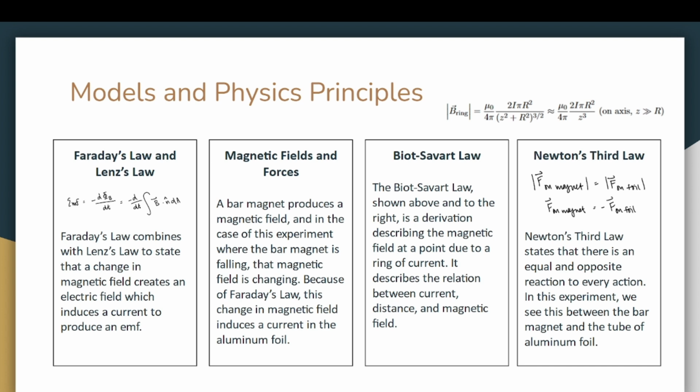We had Faraday's and Lenz's laws. They state that a change in magnetic field creates an electric field, which induces a current to produce an EMF. And then magnetic fields and forces: we have a magnetic field that is changing, which induces a current in the aluminum foil. And then the Biot-Savart law, which we see in the derivation that we used in this one, describes the magnetic field at a point due to a ring of current. And then Newton's third law states that the magnitude of the force on the magnet is the same as the magnitude of the force on the foil.